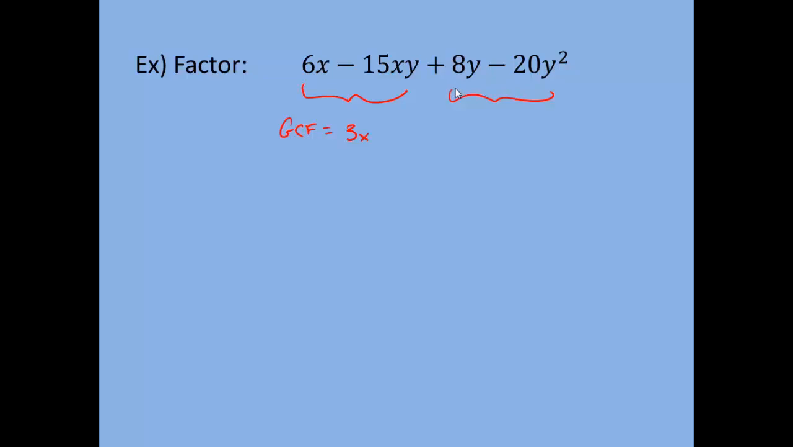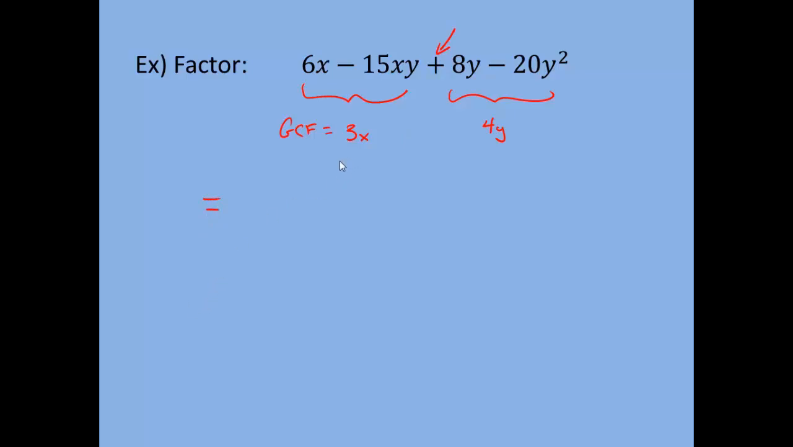For the second group, we've got 8 and 20. They have a common factor of 4. And then y and y squared, they have a common factor of y. So the GCF for that second group is going to be 4y. It's positive because the front sign of it is positive. That's what tells you the sign to use.